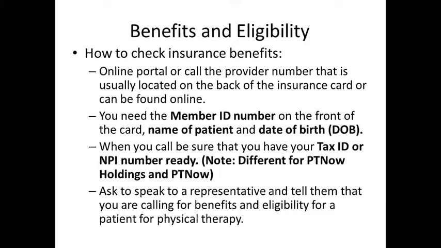There are different ways that you can check for insurance benefits. One way is through online portals, depending on the insurance. You can also call the provider number that's usually located on the back of the insurance card, or you can even find it online. And their office also has a way that you can check for insurance benefits, which I will expand on later. In order to check insurance benefits, you need the member ID number on the front of the card. You also need the name of the patient and the date of birth. And when you are checking for insurance benefits, make sure that you have your tax ID or MPI number ready. Keep in mind that the MPI and tax ID numbers are different for PT Now Holdings and PT Now.